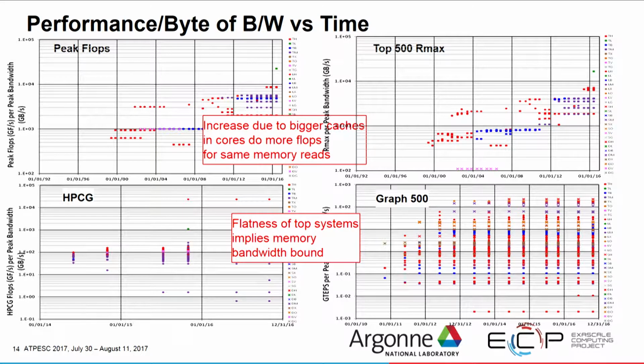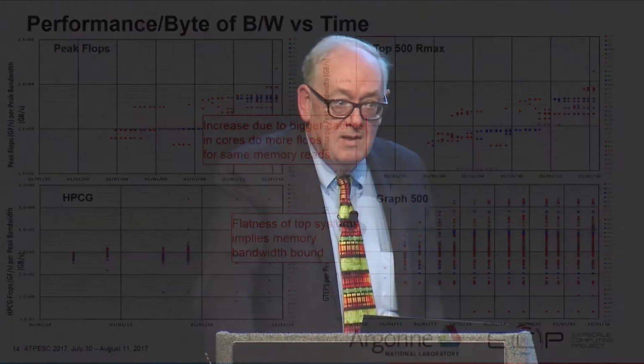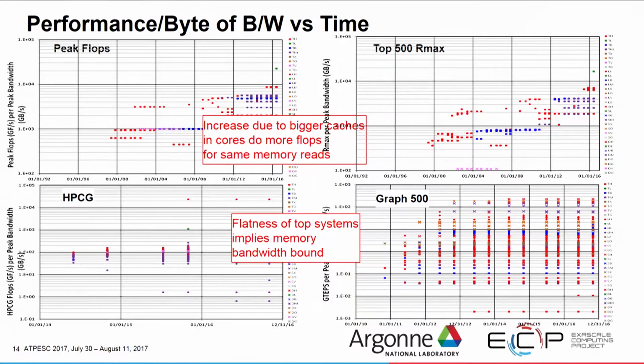So this is what I did here, because I'm interested in memory: I've got performance per byte of bandwidth. So for each bandwidth in the machine, divide that into the performance metric, so you get flops per byte or TEPS per byte or whatever it is, again versus time. And in this case, you see that the peak flops, the LINPACK numbers, again look good. We've been able to increase the performance we get per byte of bandwidth, again by increasing the cache size. Bigger cache, as I said, allows you to do more. HPCG, this covers it up, but it's been essentially flat, as has Graph 500.